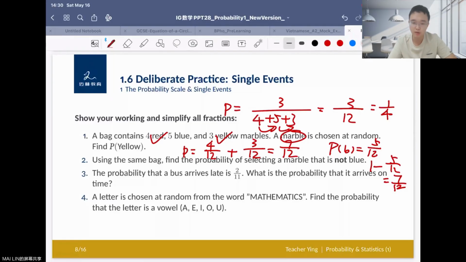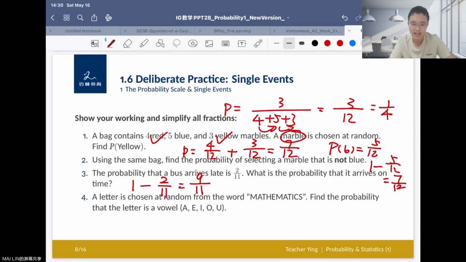And for the third problem, the probability that a bus arrives late is 2/11. What is the probability that it arrives on time? Because arriving on time uses the total number of events, it is 1 minus 2/11, which is 9/11. So that is the total probability.